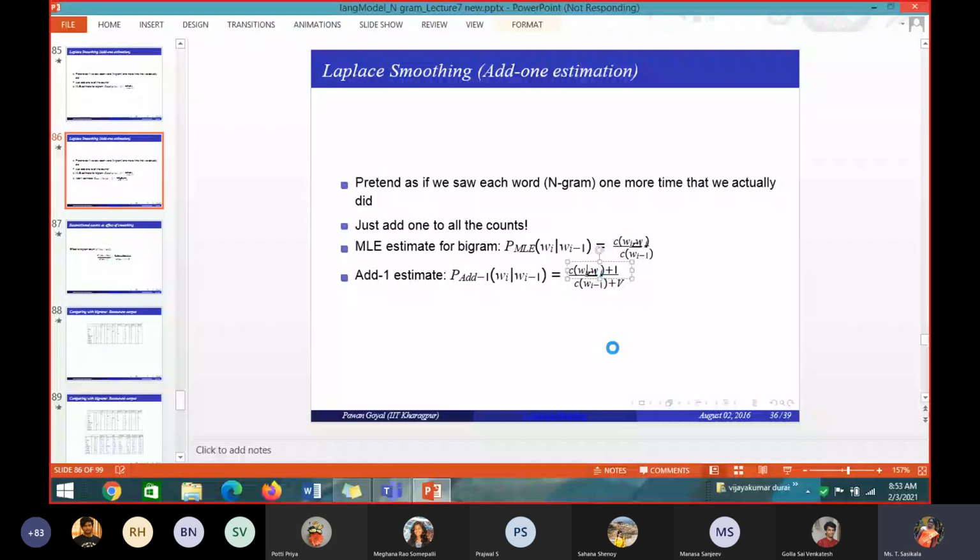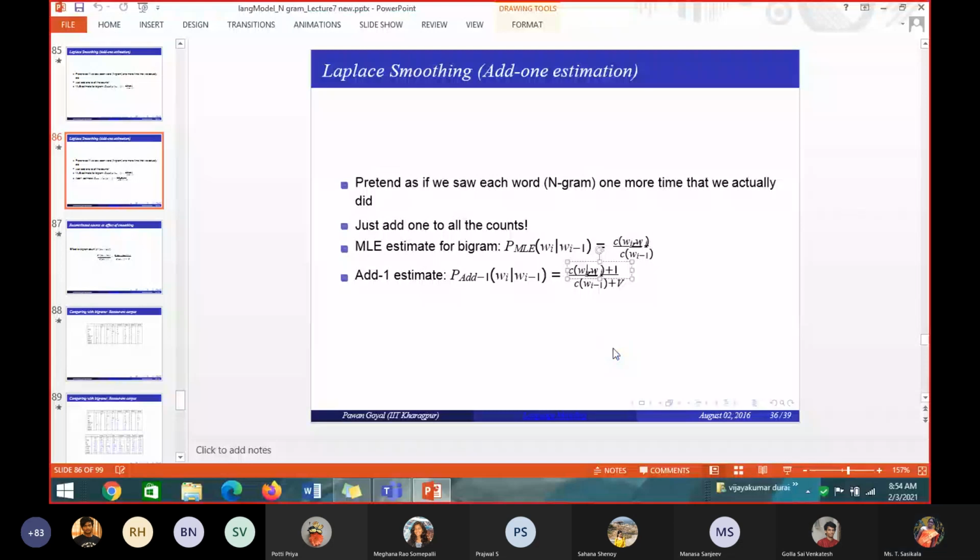Something happened. Okay, please make a note. C of Wi minus 1, comma Wi plus 1, divided by C of Wi minus 1 plus V, where V is the total number of words. That is adding 1 to the numerator and dividing by the total number of words to normalize it. Okay, so this is the formula for add one estimation.